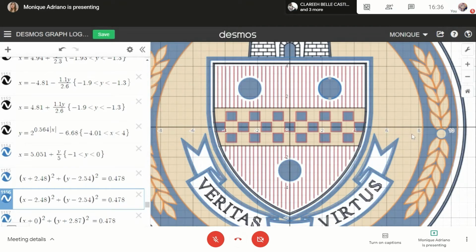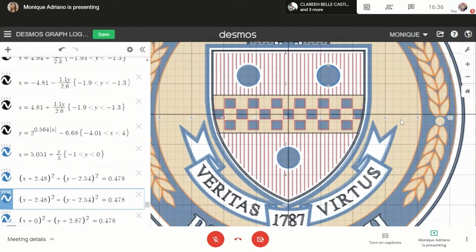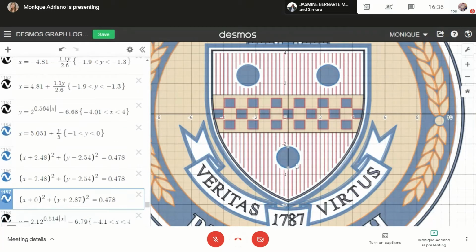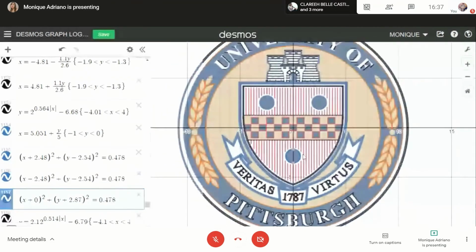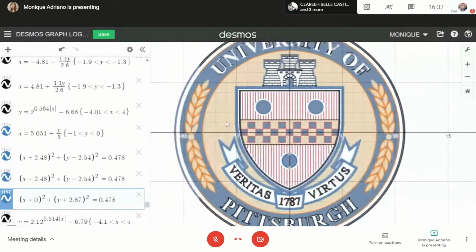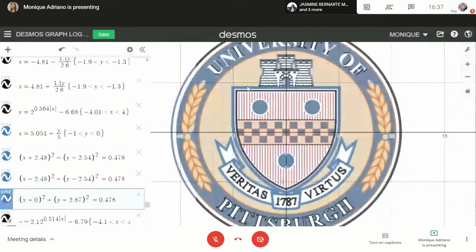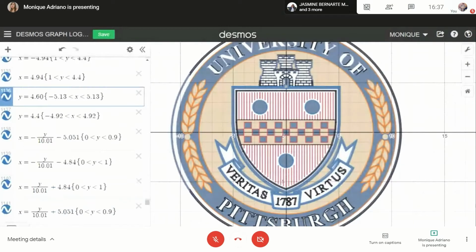For the bottom part, which is this one, the last circle is x plus 0 squared plus y plus 2.87 squared is equals to 0.478. For the next one, Jocelyn will explain this part.